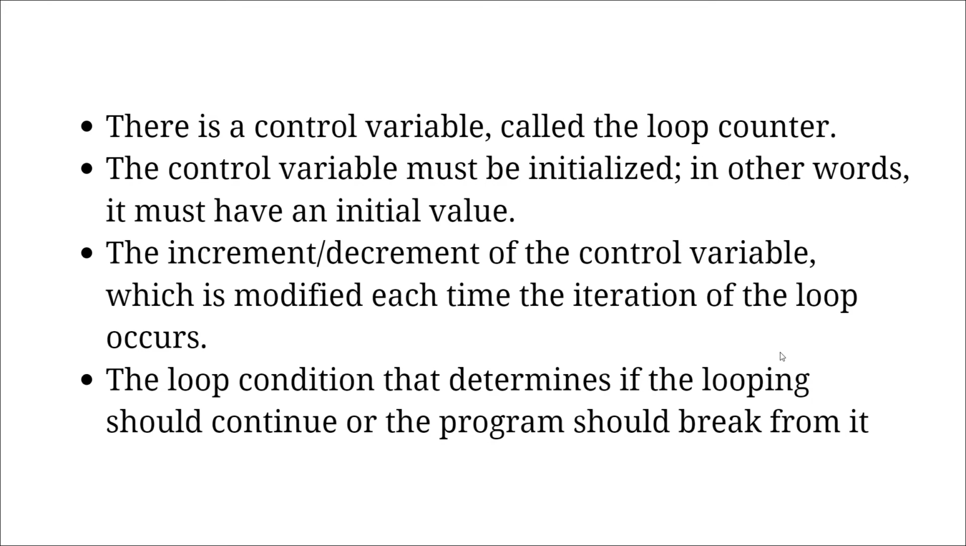So the increment and decrement of the control variable is modified each time an iteration of the loop occurs. How many times you want to run your loop depends on that. You must write the incrementation, and after that it will increment or decrement, but you must initialize the value for how many times you want to run the program or the code.